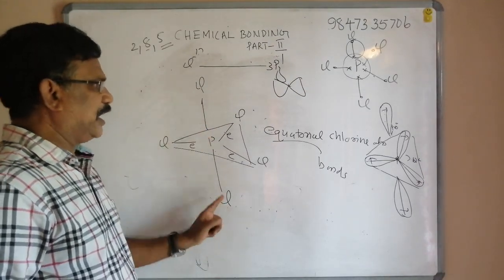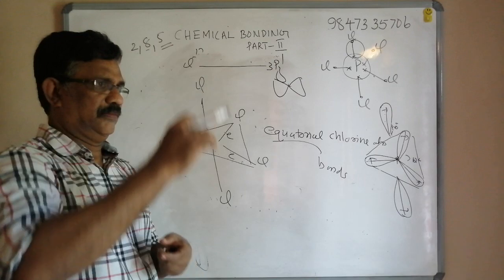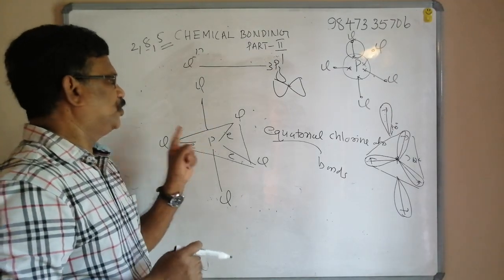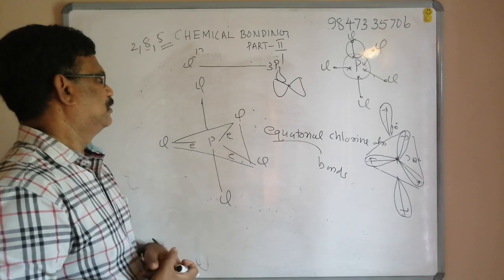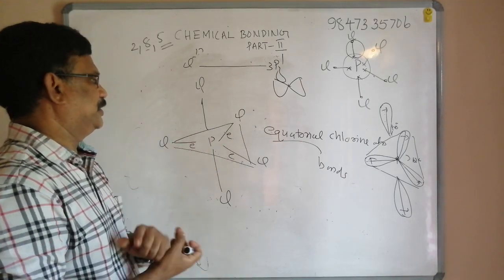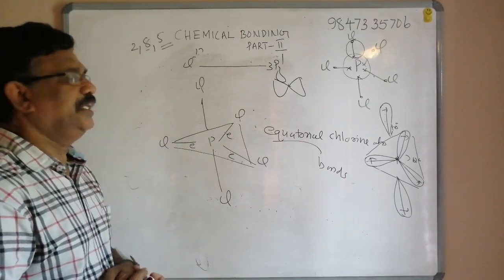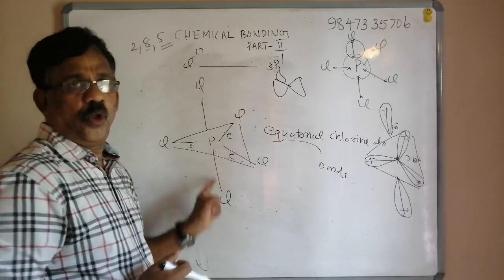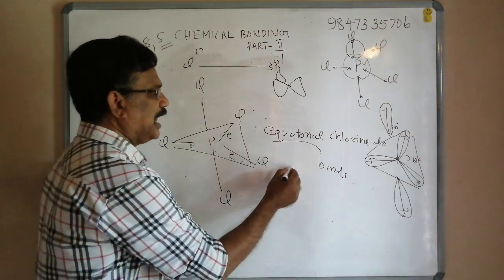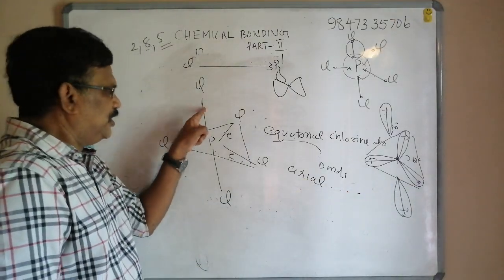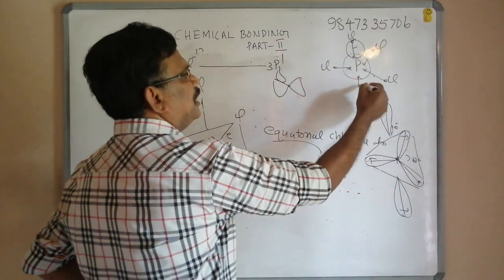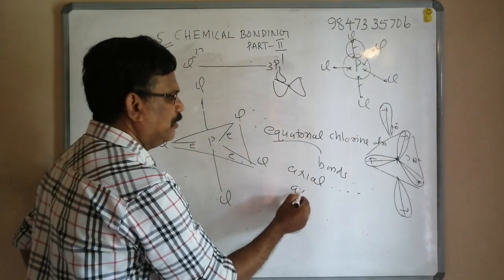These 2 chlorine atoms are present on the axis, at a right angle to the equatorial bonds, at an angle of 90 degree. And these two chlorine atoms are called axial chlorine atoms. And these two covalent bonds, this bond and this bond, are called axial bonds.